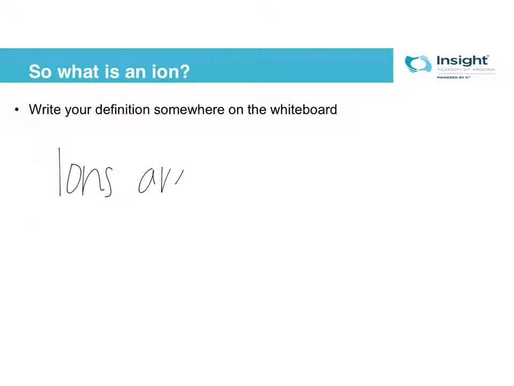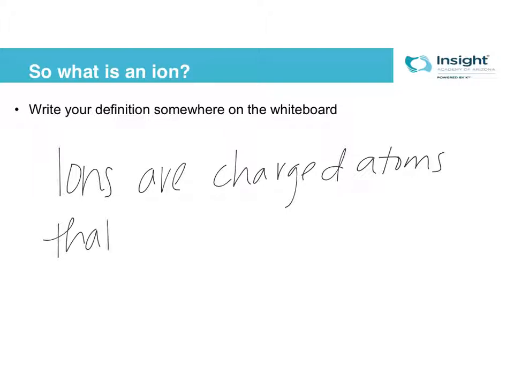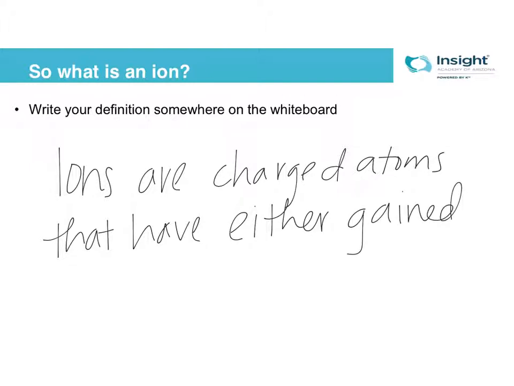So, ions are charged atoms that have either gained or lost electrons.